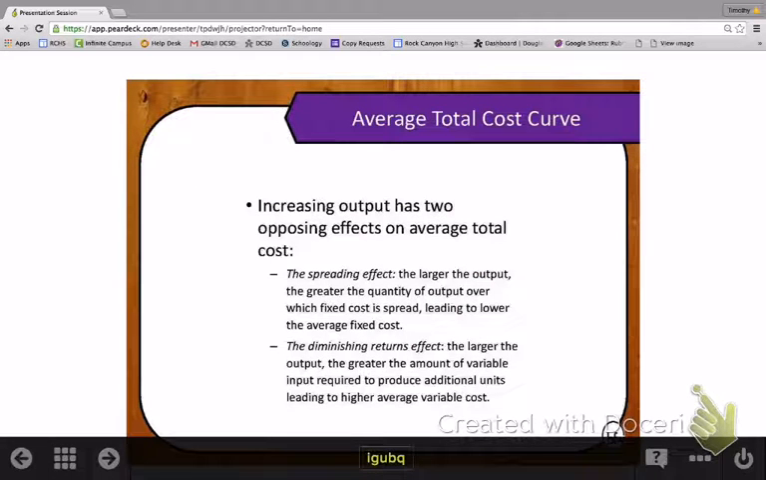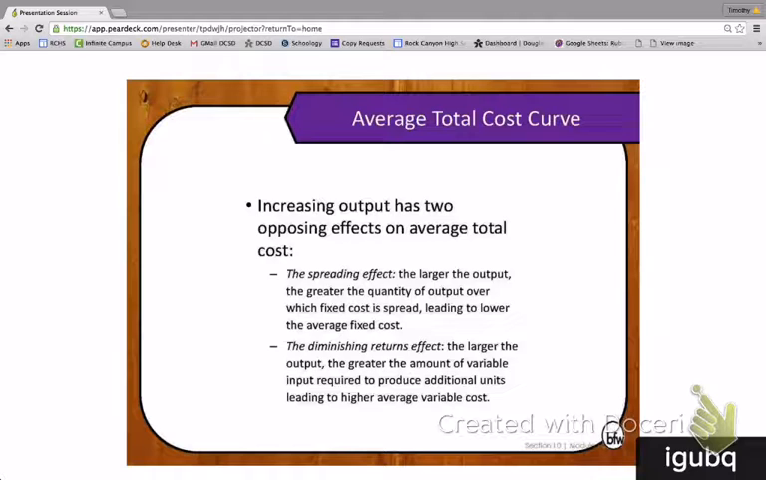So why do the curves look like they do? I alluded before to the spreading effect and the diminishing returns effect. Well, when we increase our output of production, this has two opposing effects on average total cost, and this explains the U-shape of the average total cost curve. The spreading effect says that the larger the output, the greater the quantity of output over which fixed cost is spread, leading to lower average fixed cost. The diminishing returns effect says that the larger the output, the greater the amount of variable input required to produce additional units, leading to higher average variable cost.